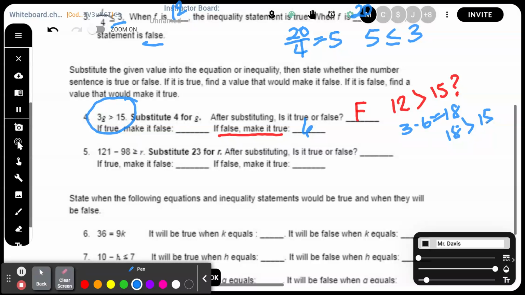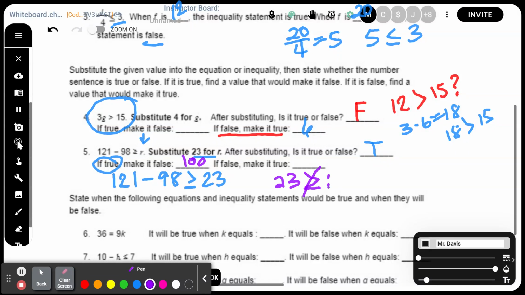All right, next one. I'm going to substitute 23 for r. So when I see an r, I substitute a 23. This will create a number sentence that looks like this. 121 minus 98 is greater than or equal to 23. That line means or equal to. This creates a true number sentence. If it is true, I need to make it false. So if I put in a different number, like maybe 100, now I've made it false, because 23 is not greater than or equal to 100.